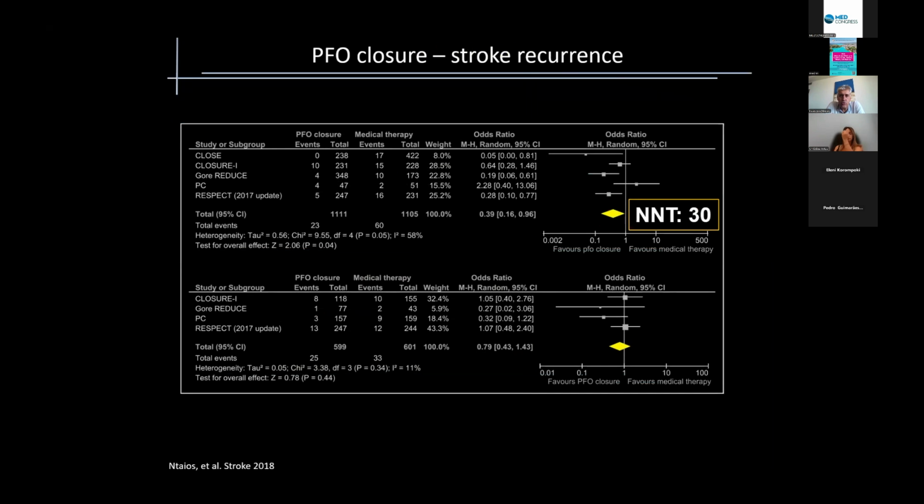Another parameter that we should also keep in mind and take into consideration when assessing the causality of a PFO is not only the patient himself or herself, but also the PFO itself. Not all PFOs are the same. Some PFOs look really ugly. They have a large shunt with a lot of shunt going from the right to the left atrium.